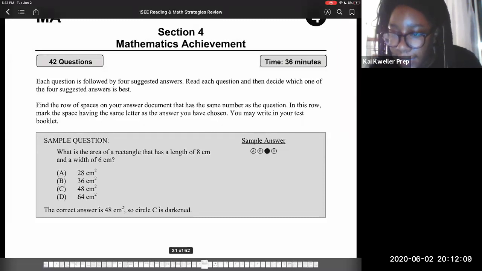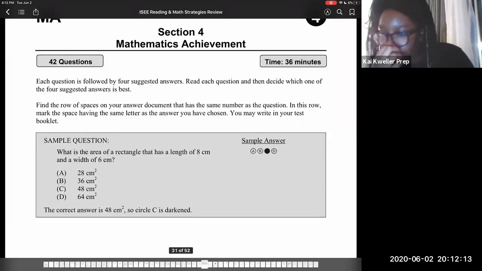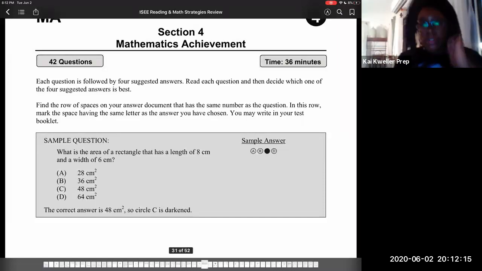What is the SHSAT? The SHSAT is an exam for specialized high schools, like Stuyvesant, Bronx Science.